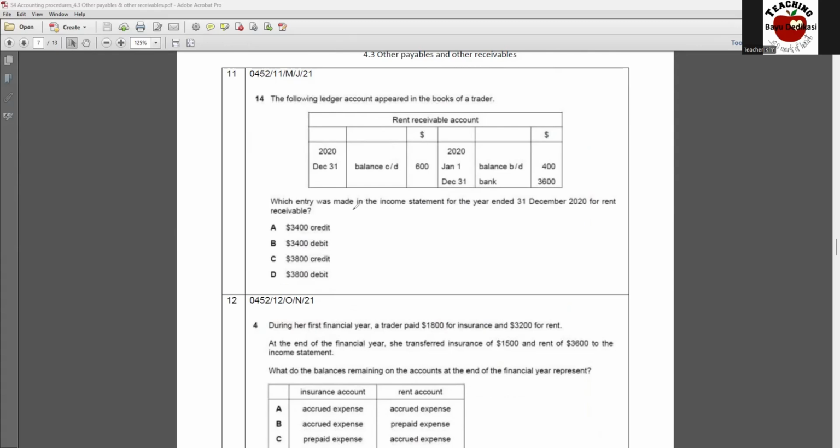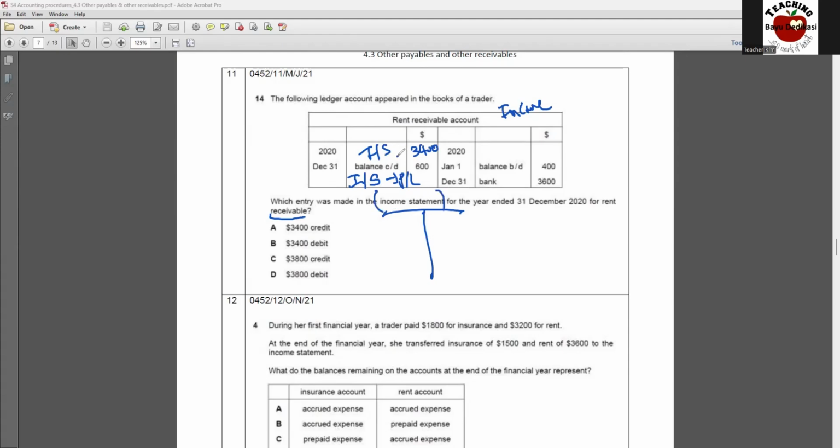Which entry was made in the income statement for the year ended 31st December for the rent receivable? Rent receivable is an income account. You want to find the income statement amount. Income statement for rent receivable is on the debit side, or the profit or loss on the debit side. So take the total debit minus the credit, and the difference is 3400. This is the income statement, or profit and loss account. So come to the income statement, because they ask which entry was made in the income statement.